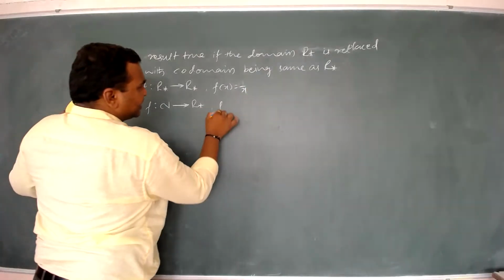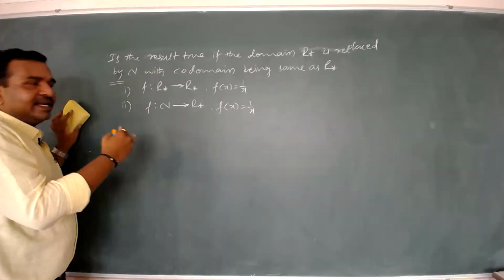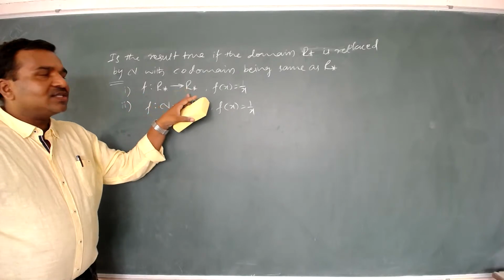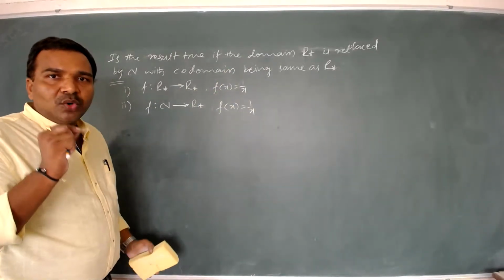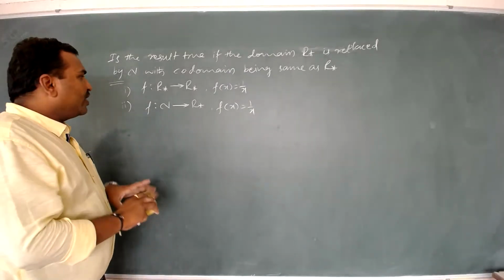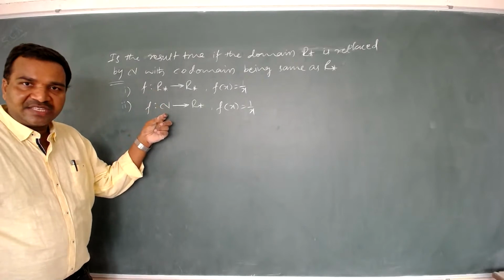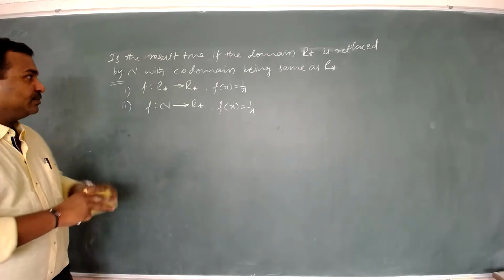So the function is the same, f of x equal to 1 by x. Now we have to check whether it is both 1-1 and onto or not. So f from R star to R star defined by f of x equal to 1 by x, we already proved it is both 1-1 and onto. Now we have to replace domain R star with N, the natural number set. Now the result is same or changes, we have to check.